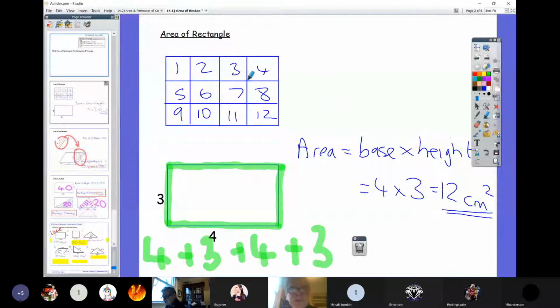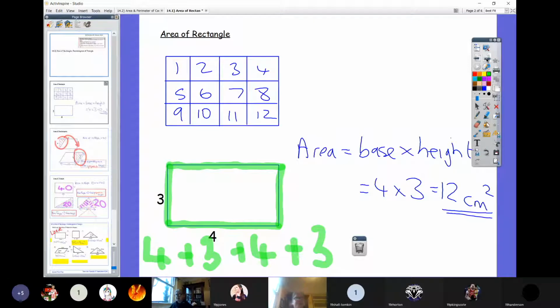So area, base times height; perimeter, the length all the way around the outside. Now remember the units. Area is 2-dimensional, so it's centimetres squared or metres squared or what have you. Whereas perimeter is a length, so that would just be 14 centimetres. We've done a lot of that in first form.